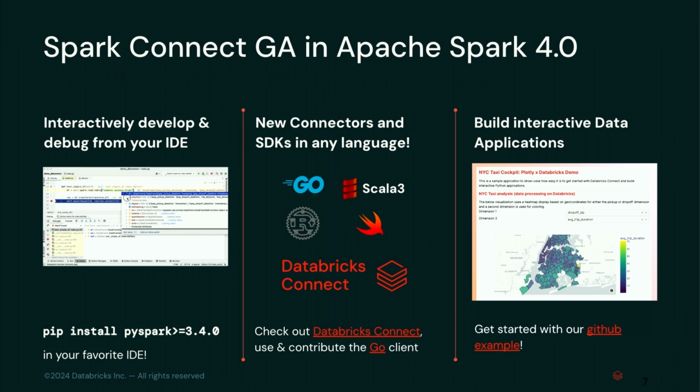Now you can interactively develop and debug your application with IDEs, and we also support many languages like Go, Rust, and Scala 3, which is also coming. And you can build the application everywhere. This is all done with Spark 4.0 Spark Connect GA.